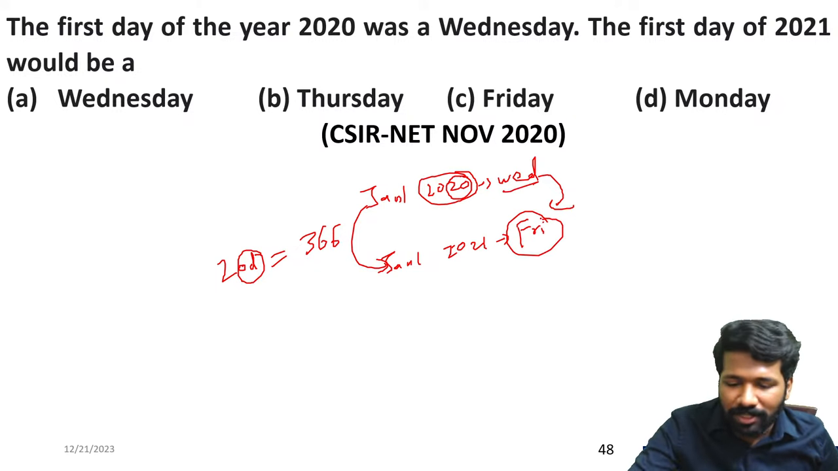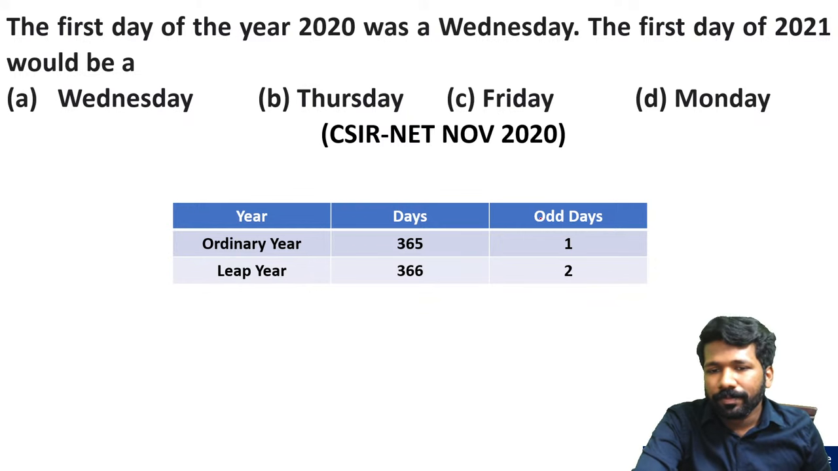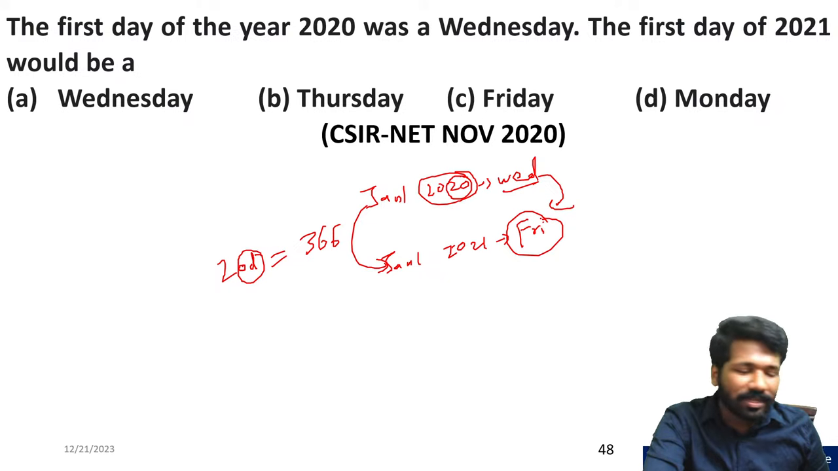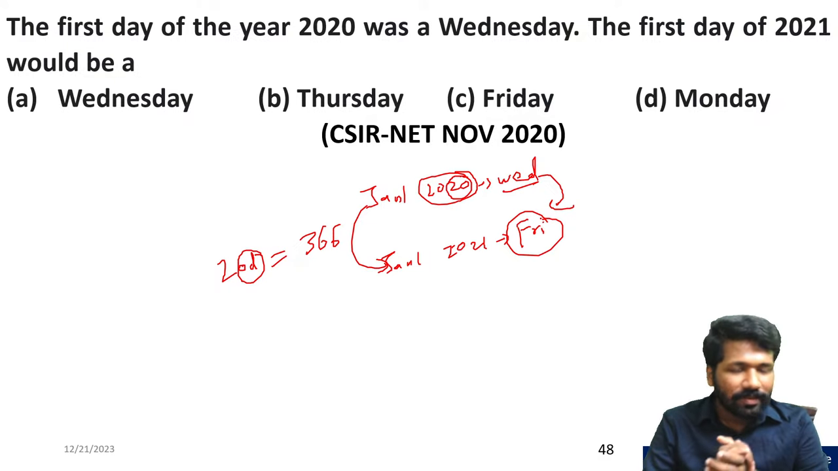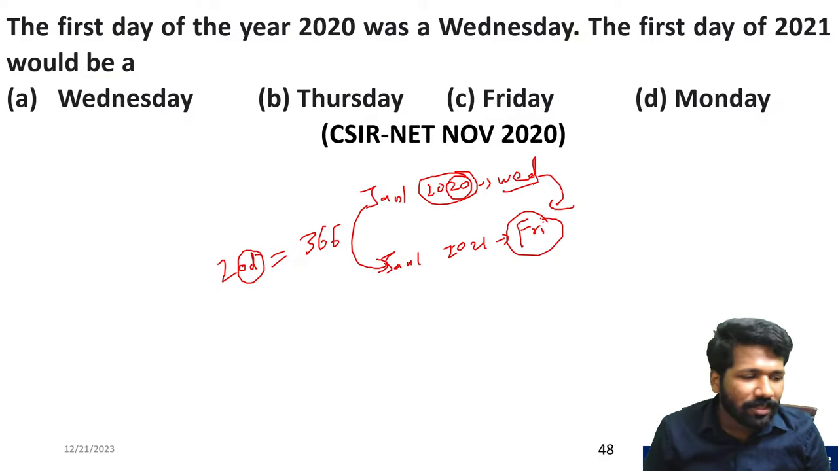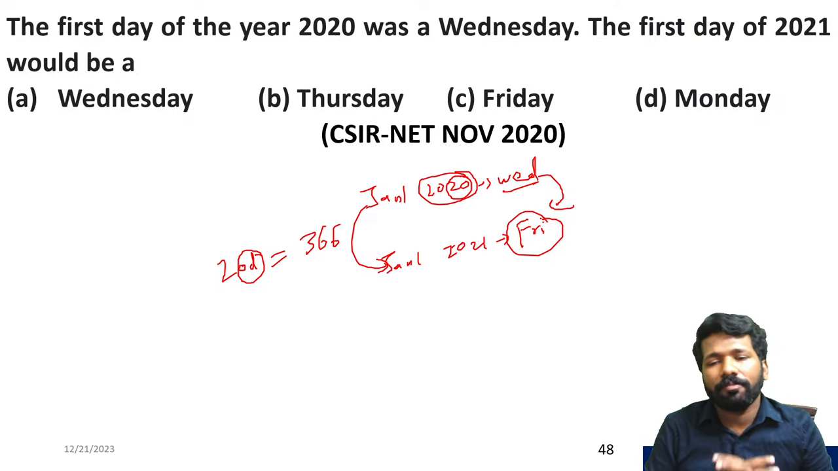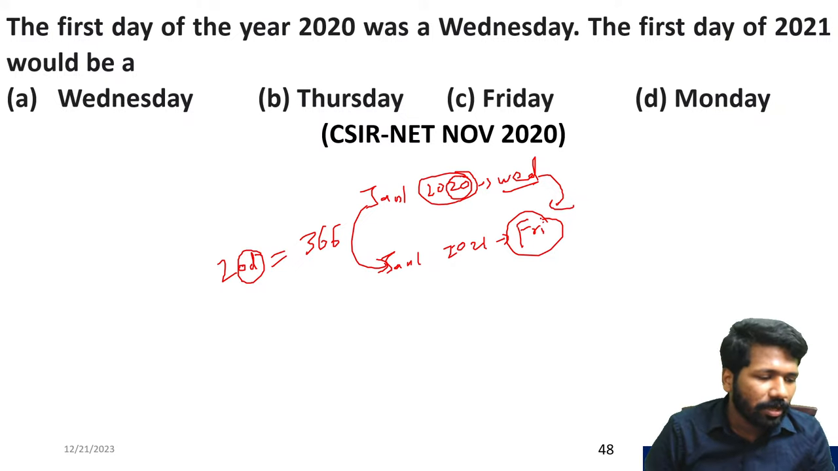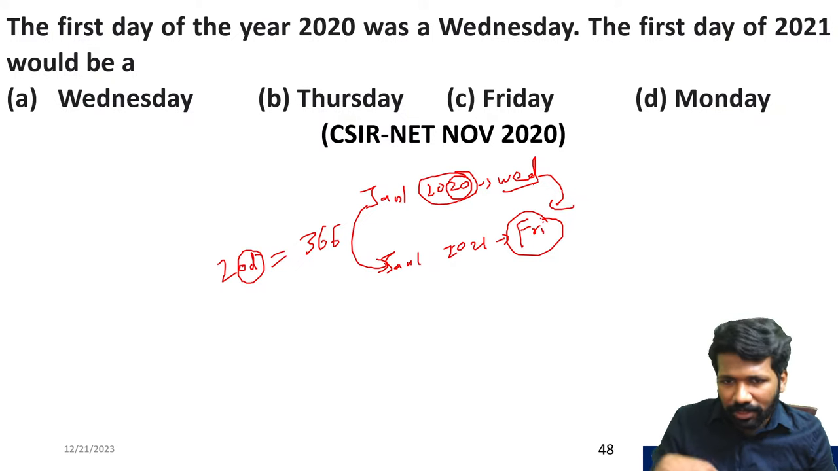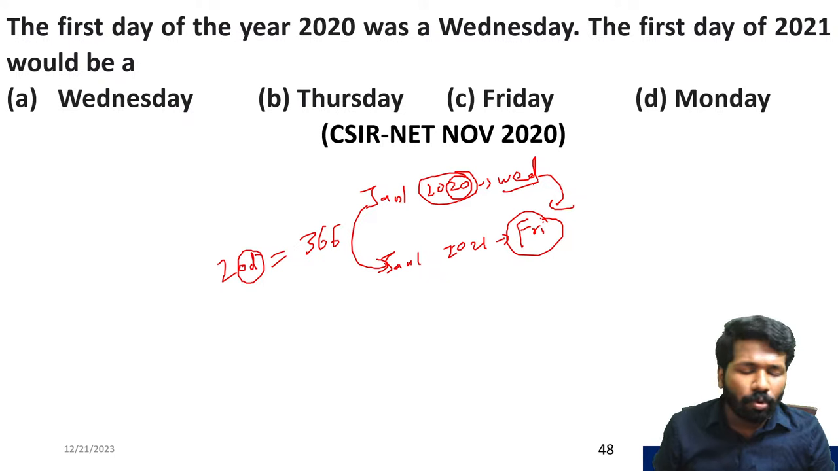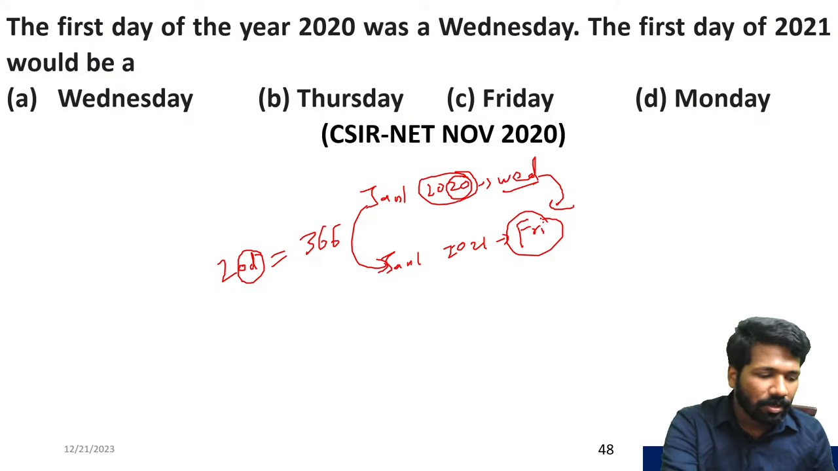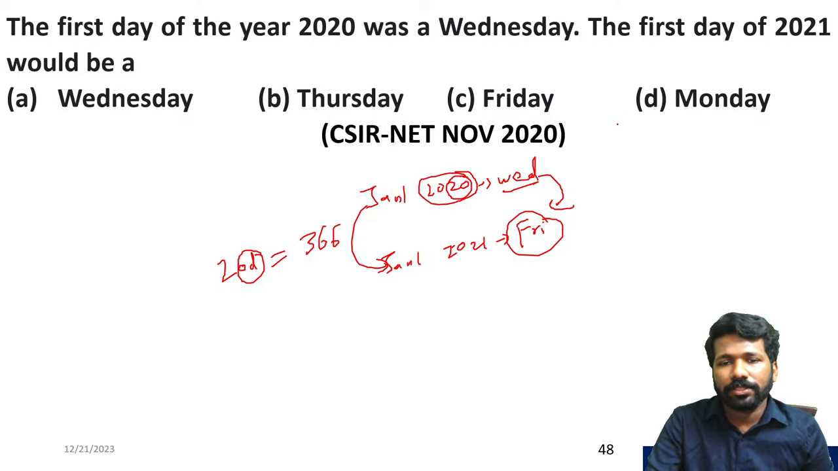This is what happens with respect to your birth dates also. If you remember in school, we used to celebrate every birthday. If this year your birthday was on a Monday, next year it will not be on Monday for sure. It will be either a Tuesday or a Wednesday. It will be a Tuesday if there is an ordinary year in between. It will be a Wednesday if there is a leap year in between. That is purely based on this odd day concept. All of you understood the importance of odd days.